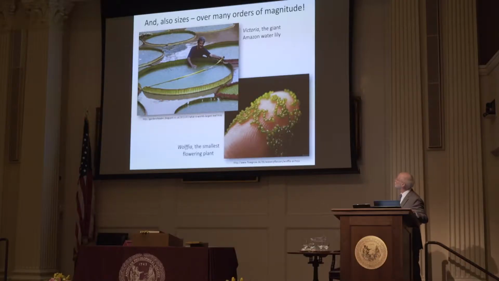But here's one that shows the sizes. So here's one of the largest leaves. It's not the largest leaf, by the way, but it's one of the larger ones, the Victoria amazonica, this giant water lily in the Amazon. But plants get really tiny, too. This is the smallest flowering plant, so it has tiny, tiny, tiny little leaves, right? So there's orders of magnitude variation, not just in shape, but also in size.